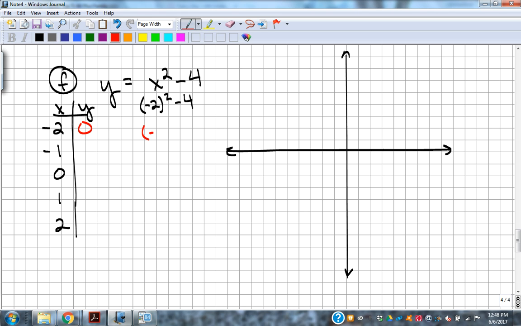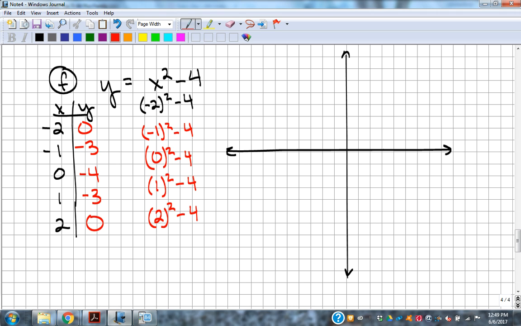And then I'd put -1 squared minus 4. That'd be 1 minus 4, which is -3. And then I plug a 0 in. That's -4. I'll plug a 1 in. 1 minus 4 is -3 again. And plug a 2 in. 4 minus 4 is 0 again. You repeat some y values there, and that's okay. It doesn't really matter that it does that.